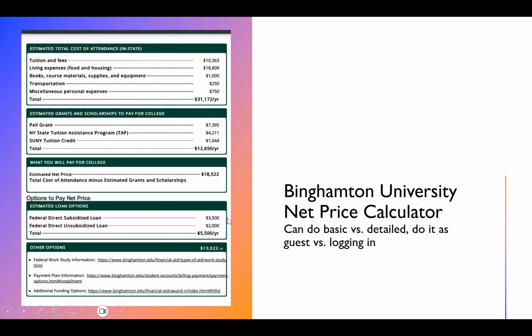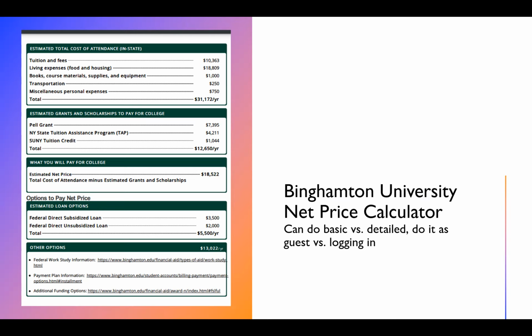You will do a net price calculator on any website for any college that your student is applying to. You will be given the option to create an account or log in. You do not need to do that. You do not need to be giving the college any information at this point. So you can do it as a guest.